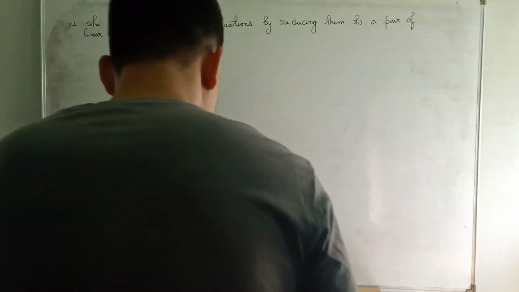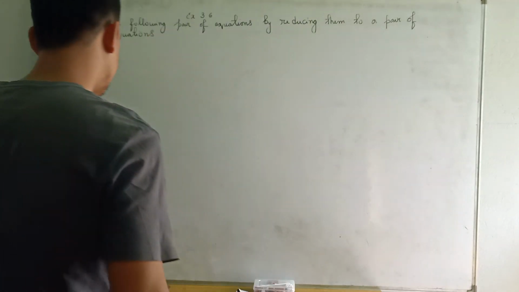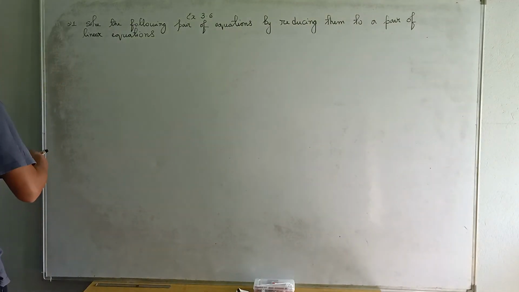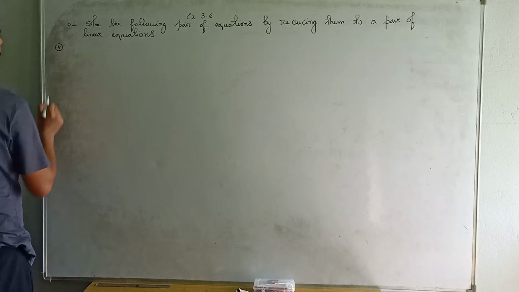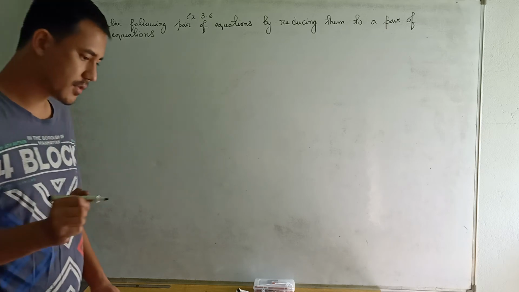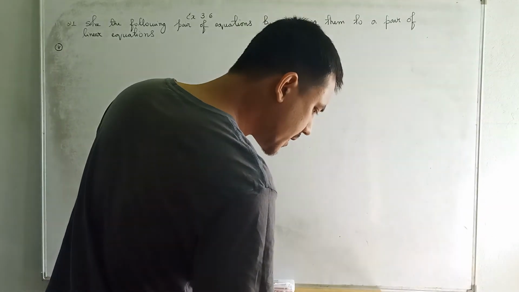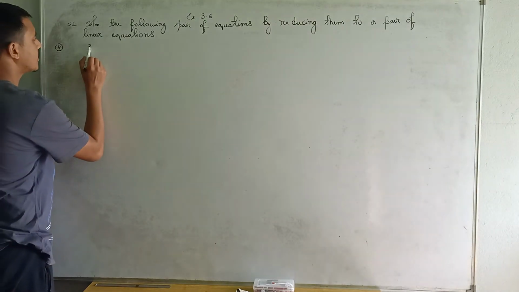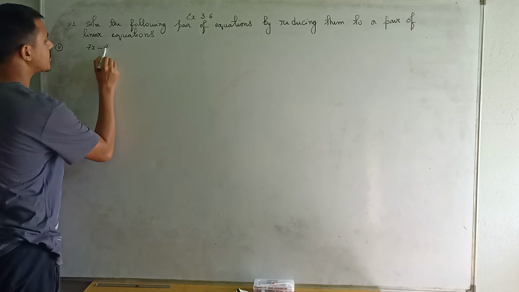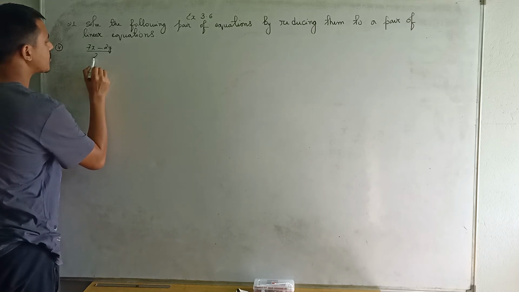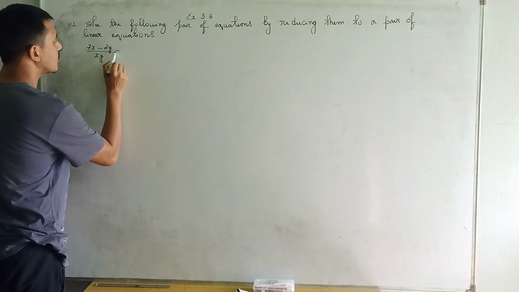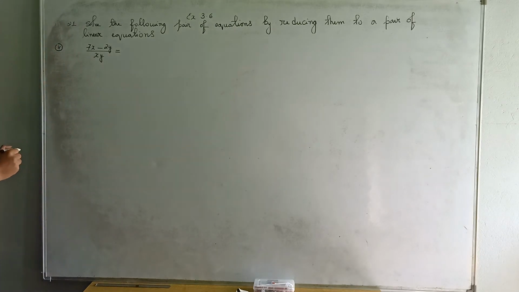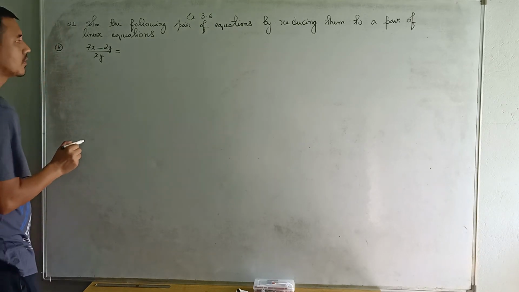So we look into Roman 5. Roman 5, let me write down the questions. 7x minus 2y upon xy is equal to 5.